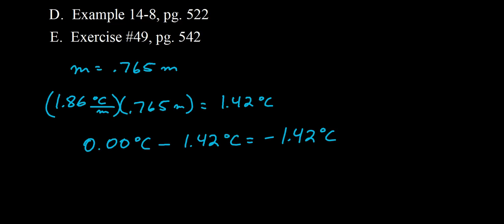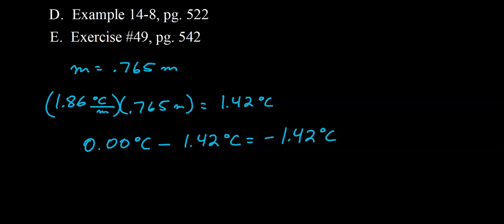All right, number 49 on 542 is a little bit different. We're actually calculating the freezing point of the solution. So go ahead and pause the video and do that now. So we determined the concentration already on the previous problem, so 0.765 molal. This time we're going to take that and multiply it by the Kf of our solvent being water. The Kf of water is 1.86 degrees Celsius per molal. And we get a freezing point depression of 1.42 degrees Celsius.